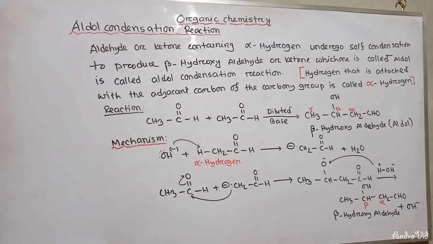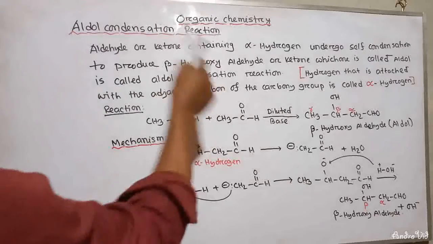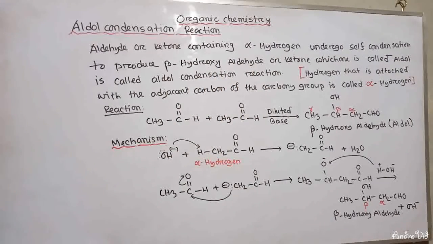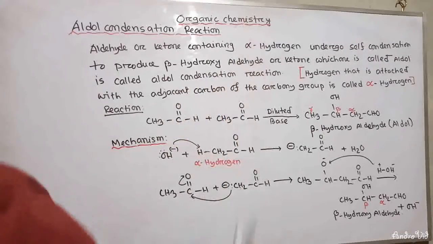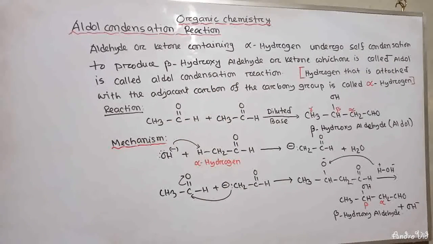So an aldehyde or ketone that must contain alpha hydrogen can undergo self condensation to produce beta hydroxy aldehyde or ketone, which is called aldol condensation reaction. So this is basically the reaction between two aldehydes or two ketones, or one aldehyde and one ketone, that must contain alpha hydrogen.